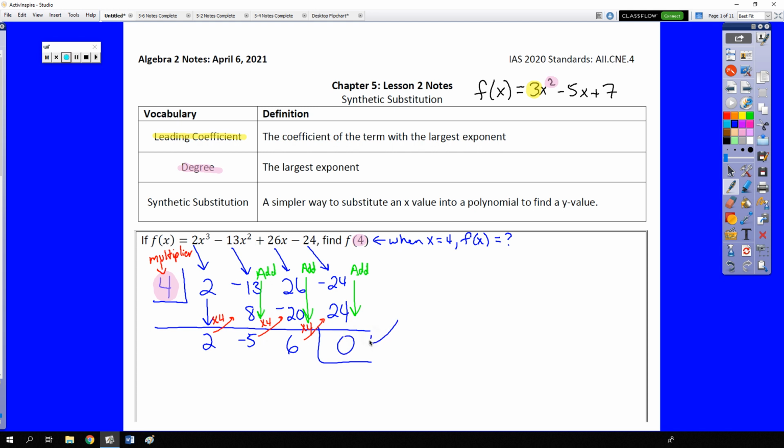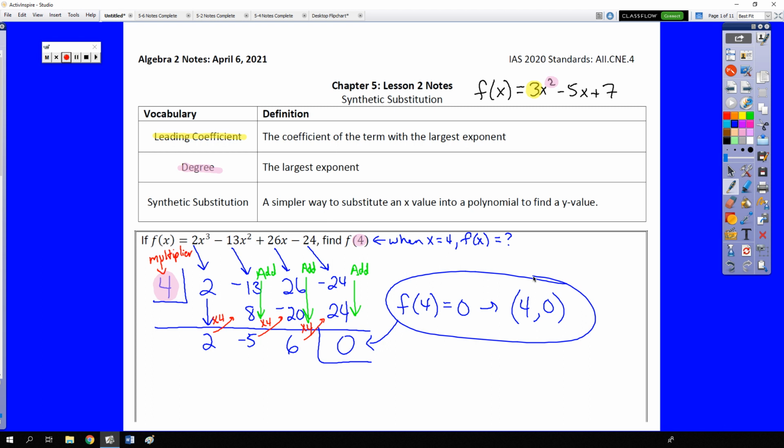So what this number in the box here tells us is that f of 4 is 0, which would also be written as the ordered pair 4, 0. So whether we want it to be in function notation or written as an ordered pair, this is how we carry out synthetic substitution.